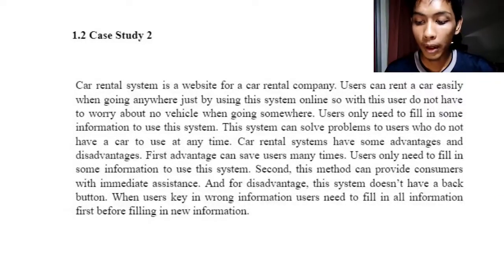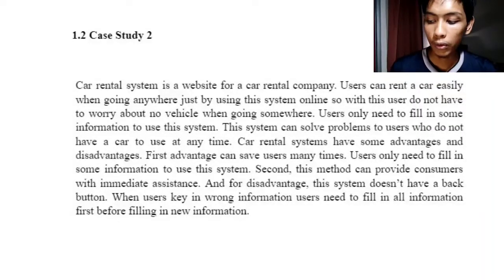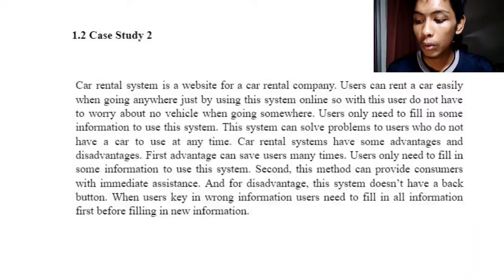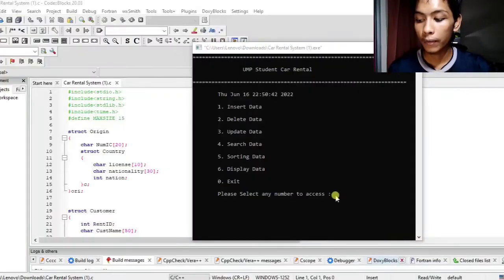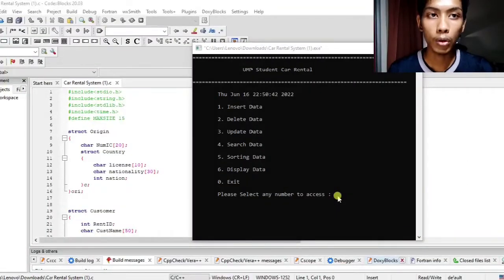The car rental system has some advantages and disadvantages. First, the advantage is it can save users much time. Users only need to fill in some information to use the system. Second, this method can provide consumers with immediate assistance. And for the disadvantage, the system doesn't have a back button. When users key in wrong information, users need to fill in all the information first before filling in new information.